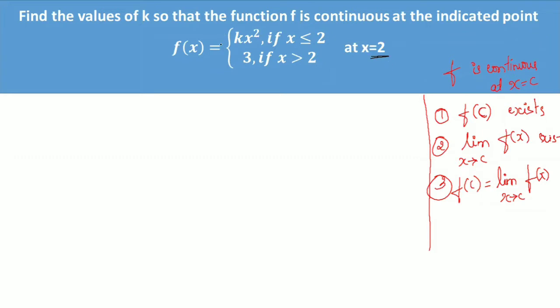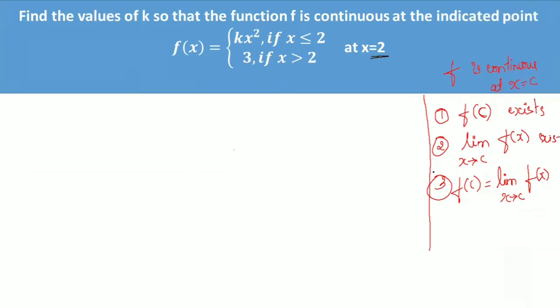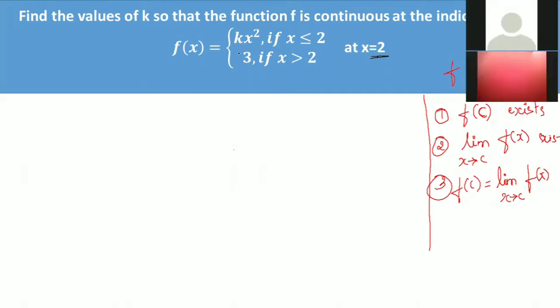But what we have to find is the value of k, which means we have to define the function. What we know is that the function is continuous. This is one thing that we know. The function is continuous at x is equal to 2, which means it satisfies these three conditions. Now, out of these three conditions, which condition do we have to use in order to find the value of k? Which condition do we have to use, students?